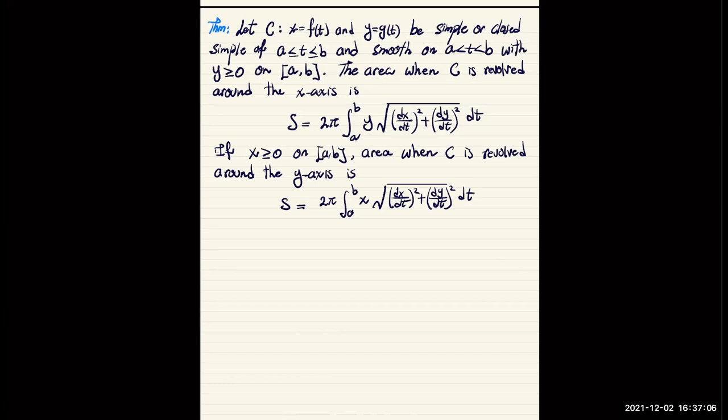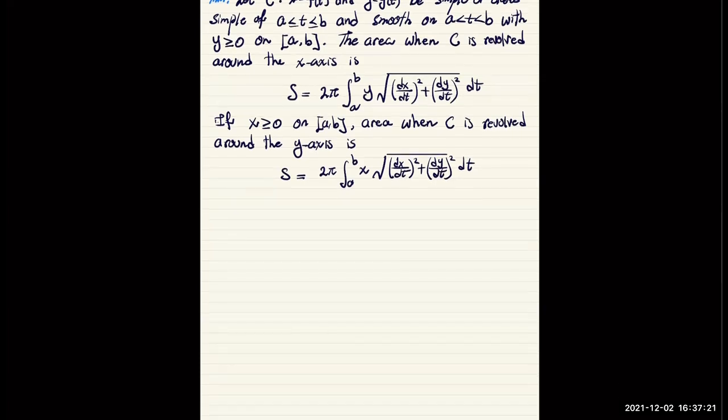Of course, this time x has to be greater than 0 because the radius is supposed to be x, the distance from the y-axis to a point on C. Example, let's look at the area of a sphere. So how do we get a sphere? We take a semicircle and we revolve that around a horizontal axis or a vertical axis.